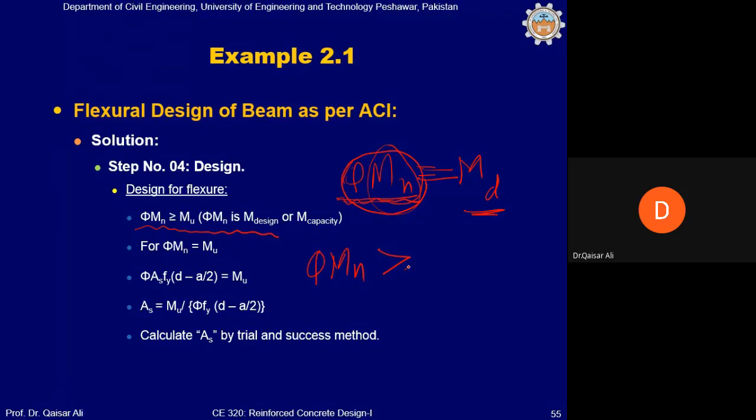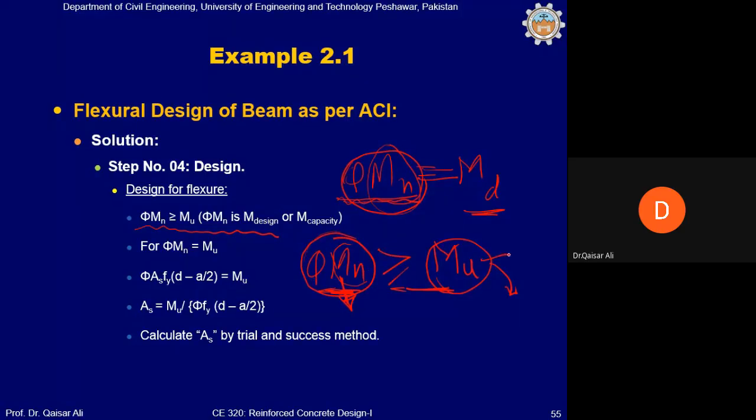ϕMn shall be greater than or equal to the applied ultimate bending moment, which comes from the load and the length. This is the applied bending moment which the beam has to resist, and this is the resistance offered by the beam. The resistance offered by the beam must be greater than the applied demand. This resistance is the flexure capacity. ϕMn is flexural or bending capacity, the design capacity, and Mn is the nominal flexure capacity.